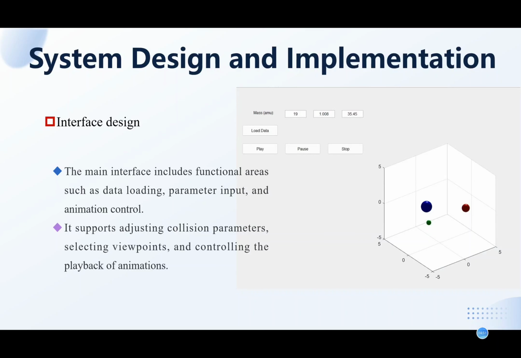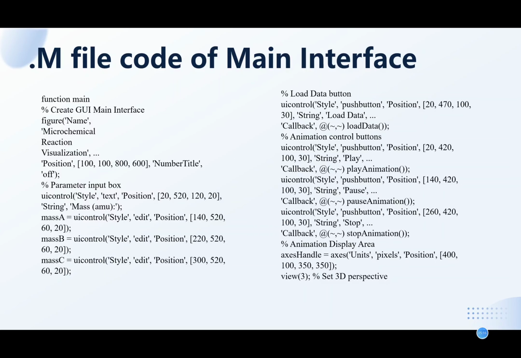To implement this visual teaching tool, we first need to build a user interface. The main interface includes functional areas such as state loading, parameter input, and animation control. It supports adjusting collision parameters, selecting viewpoints, and controlling the playback of animations. This is the code to build the user interface.